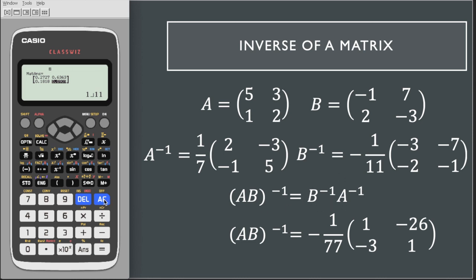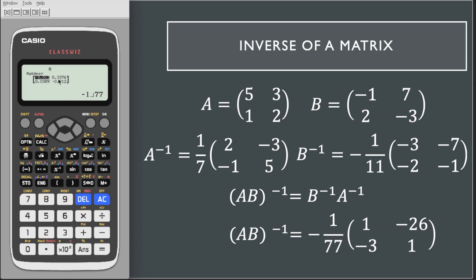If we press AC, I'm going to enter the left-hand side of this identity, so I can put an open bracket here. I want to then bring up matrix A, so I'm going to press Option, then select 3 for matrix A, then press the multiplication key, then go back to the matrix menu and select option 4 for matrix B. Now I can close this bracket and I can raise all of this to the power of -1. So I press this key here, select equals.